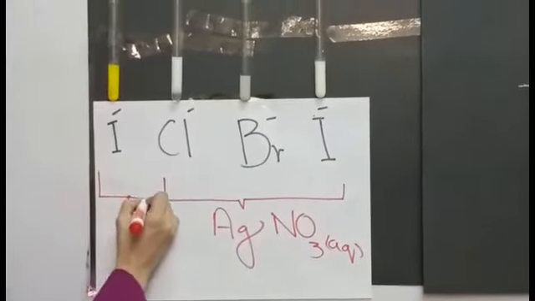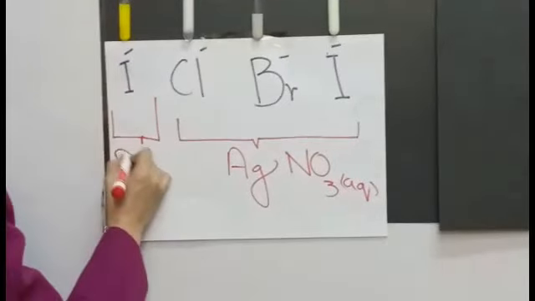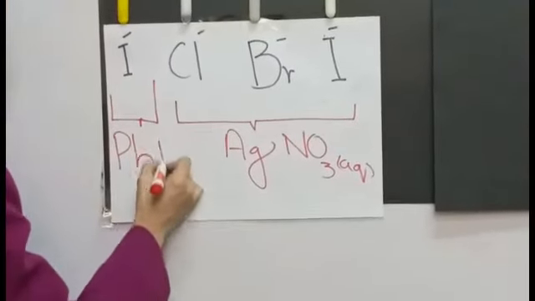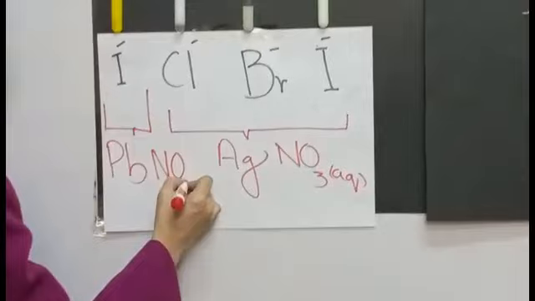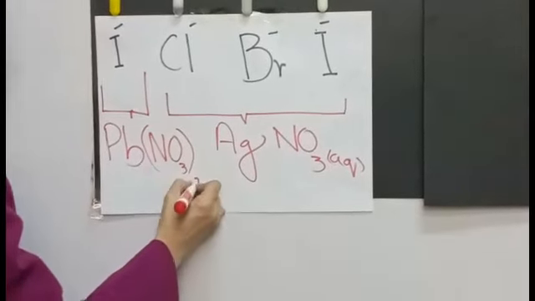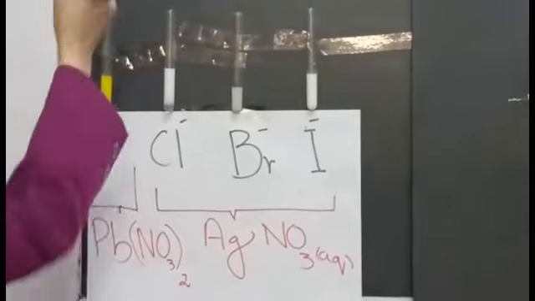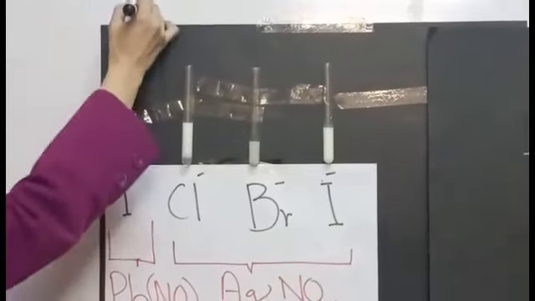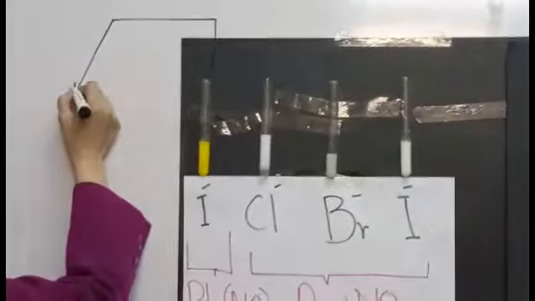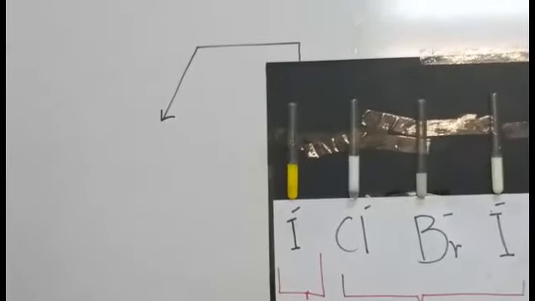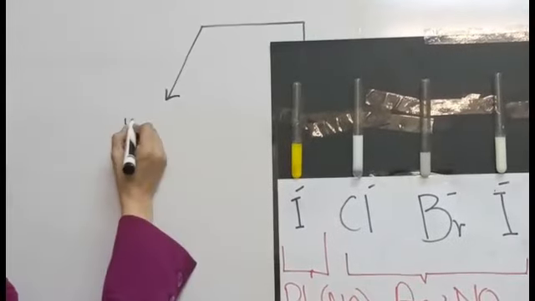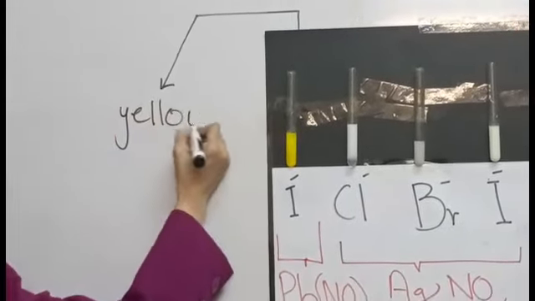aqueous. And here we use our reagent which is known as lead nitrate aqueous. So now, what is formed in this test tube? First of all, we will talk about this lead nitrate. When we add it into this solution, we get a yellow color.